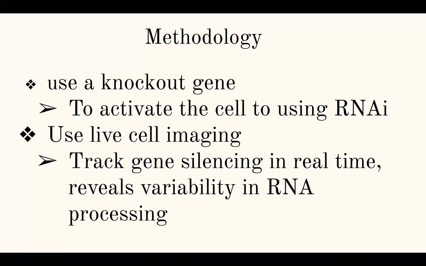Another thing would be to use live cell imaging, since the knockout gene and the virus are going to still be in a mammalian cell. We can use it to track gene silencing in real time and reveal the variability of RNA processing.